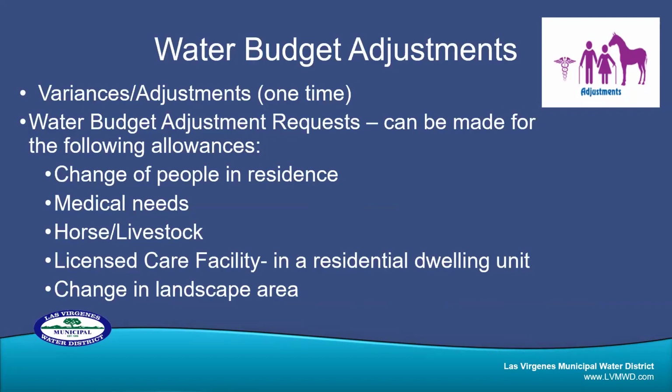So we can also add water budget adjustments to our accounts if we need to. We have two different types, so we can do it on the indoor side or we can do it on the outdoor budget. So we have variance and adjustments, which can be a one-time adjustment. Let's say you have a pool that has been repaired and you need to refill it. We will give you a one-time pool fill adjustment. We also do adjustments for customers that have medical needs. So if they provide a letter from their doctor, then we will actually give them 50 more gallons a day for the person that has the medical need.